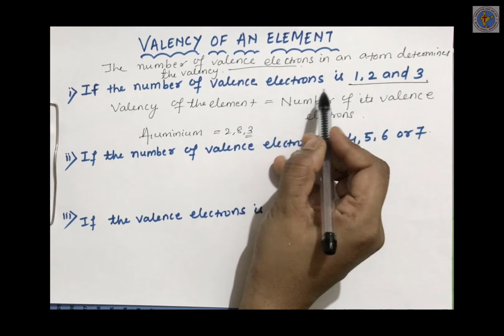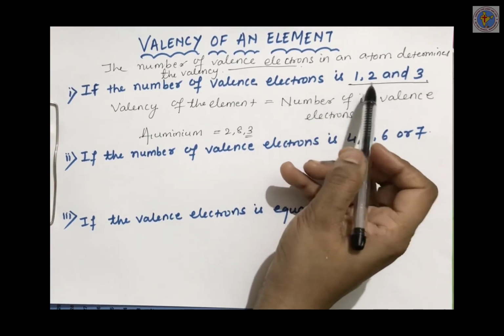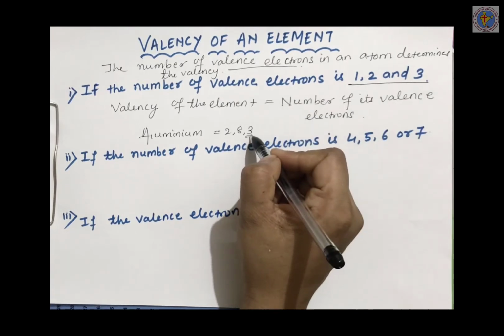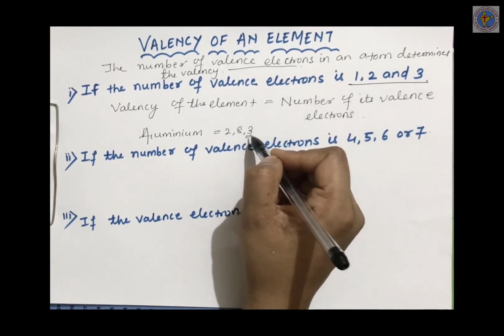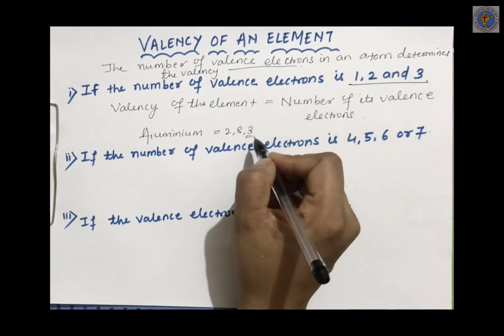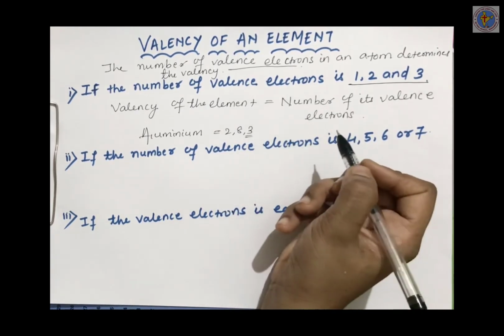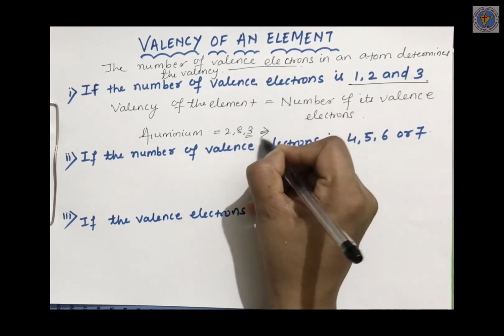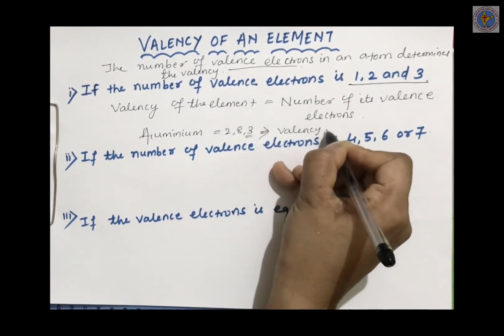So it is coming under this rule, because it is told that it should have either 1, 2 or 3 electrons. So we are having here 3 as the valence electron of aluminium. So what should be the valency here? The valency is nothing but the number of its valence electron, that is 3. So valency of aluminium is 3.